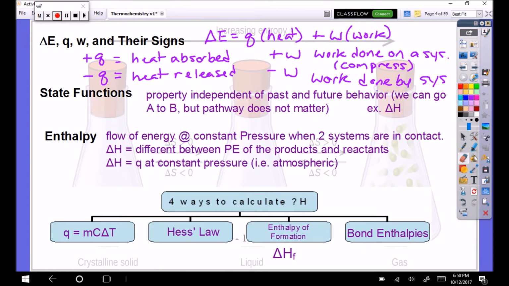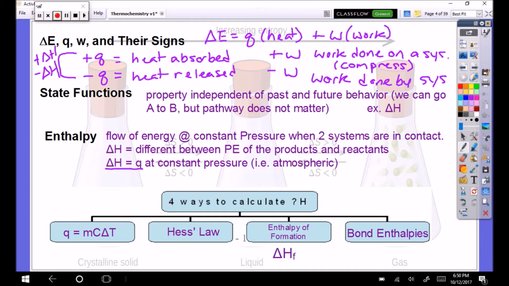Enthalpy. So the official definition is it's the flow of energy at constant pressure when there are two systems in contact. Now, we've talked about it, it is delta H, and something I want to remind you of is delta H is equal to Q when we have constant pressure. So that's why we're able to relate the whole endo-exo, positive delta H and negative delta H to here, because they are at constant pressure.